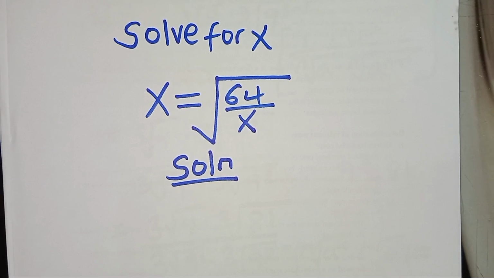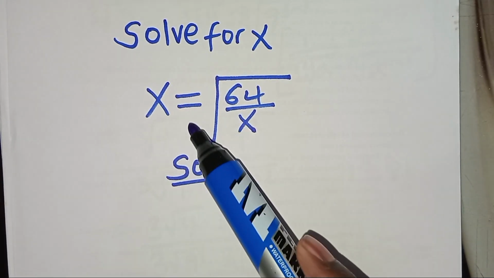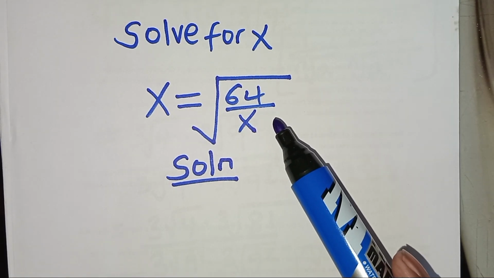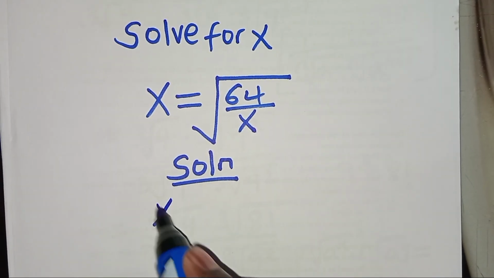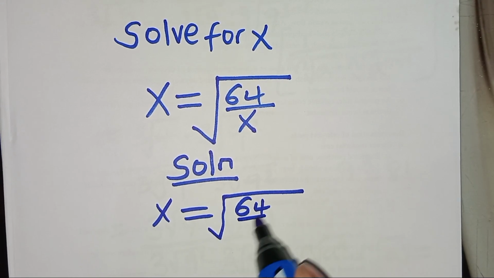Let's solve for x given this algebra problem, which is x is equal to the square root of 64 divided by x. So what is the value of x? Now, solution: we have that x is equal to the square root of 64 divided by x.